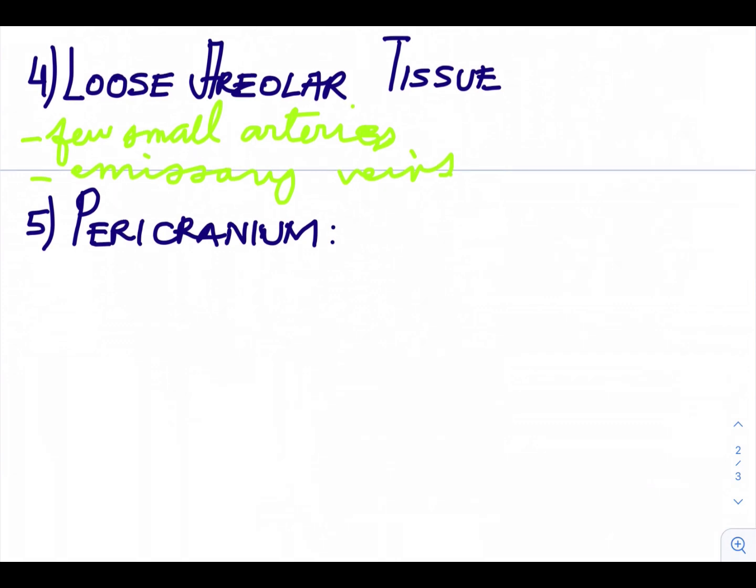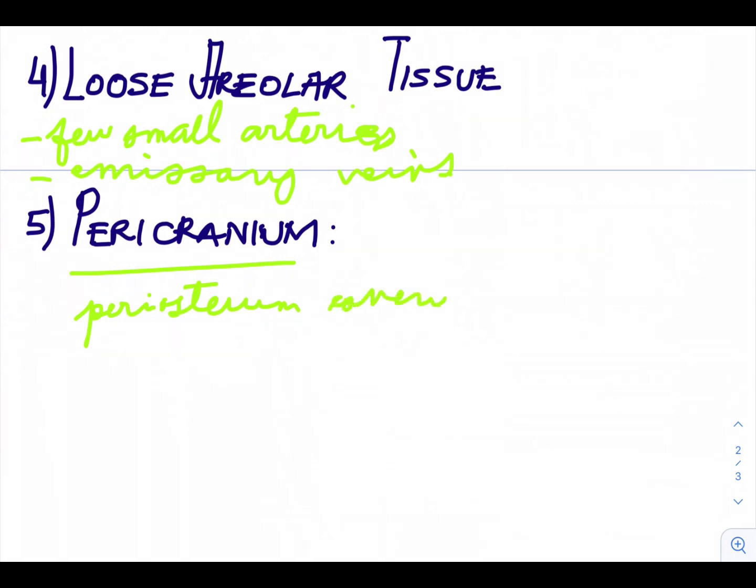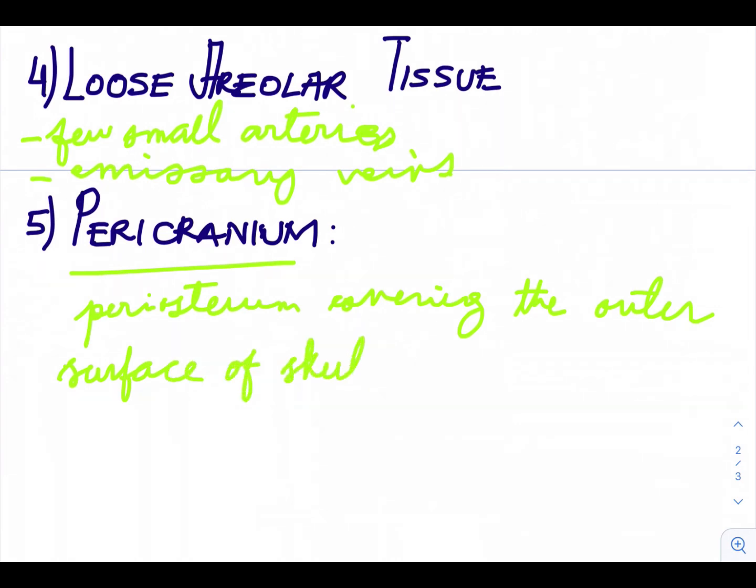Now moving to the fifth and final layer of the scalp, which is the pericranium. The pericranium is the periosteum covering the outer surface of the skull bones. It is important to remember that at the sutures between the individual skull bones, the periosteum on the outer surface of the bone becomes continuous with the periosteum on the inner surface of the skull bones. So, the pericranium is the periosteum covering the outer surface of the skull bones.